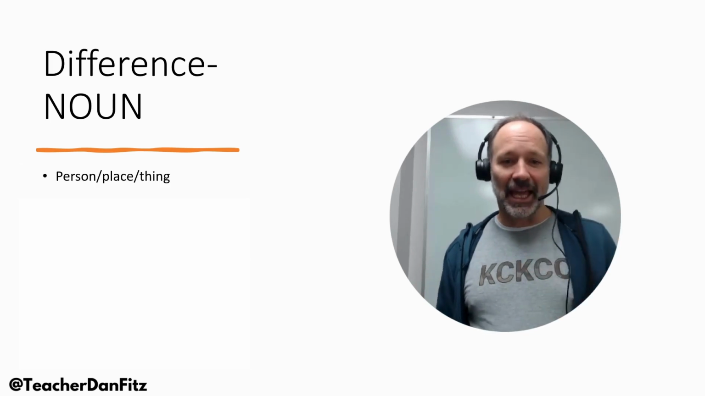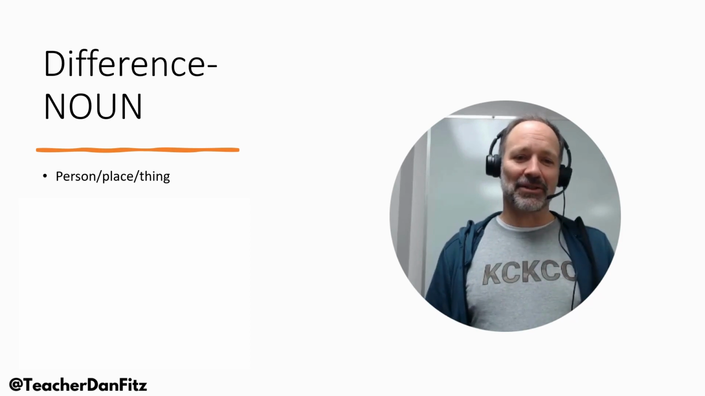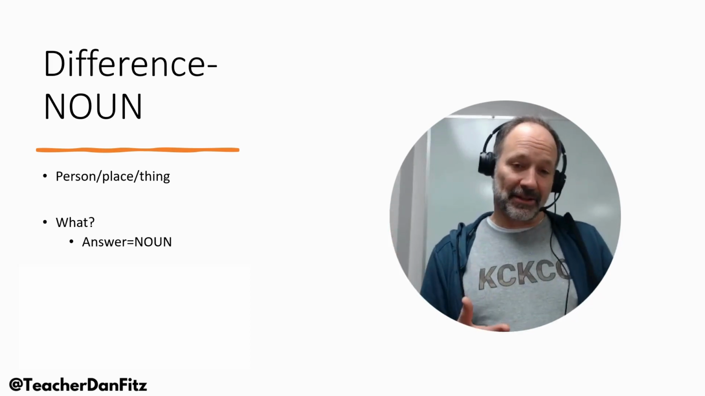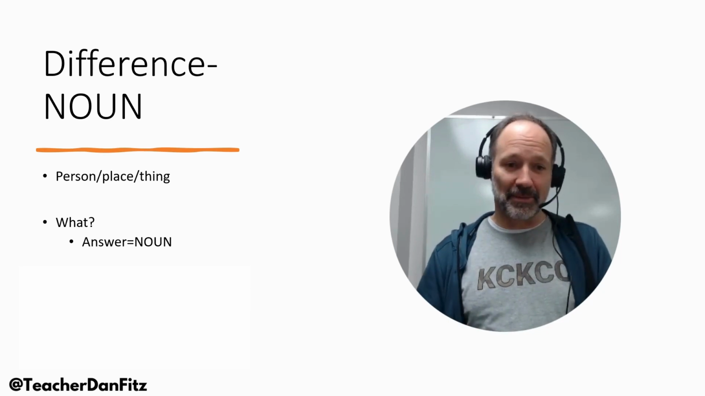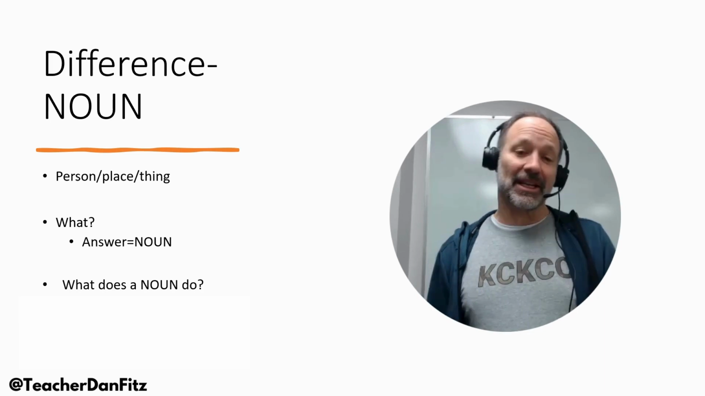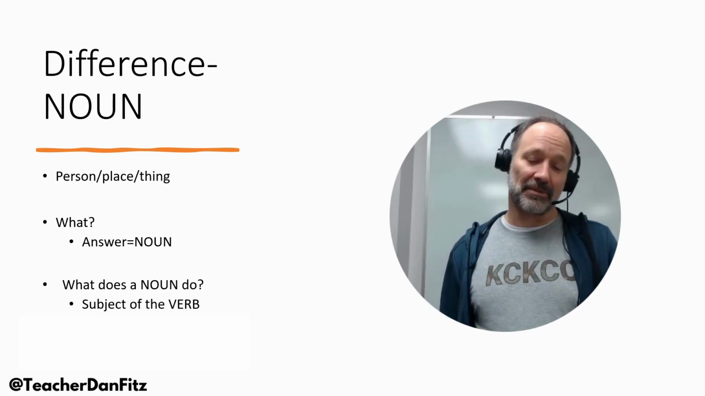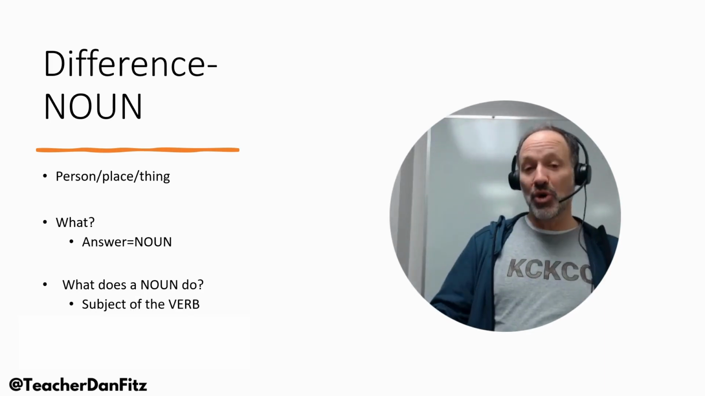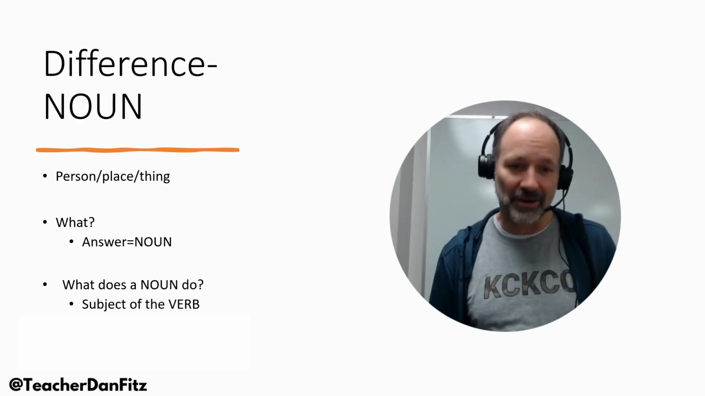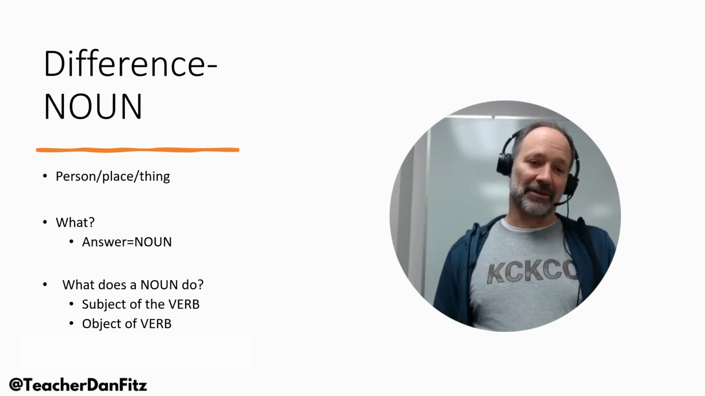Difference, well, first of all, what's a noun? A noun is a person, place, or a thing. And in a sentence, it answers the question, what? So if you ask the question what, the answer is going to be a noun. So what does a noun do in the sentence? It could be the subject of the verb. So if you said the verb and said who or what did the verb, the answer is going to be a noun. Could be the object of a verb.